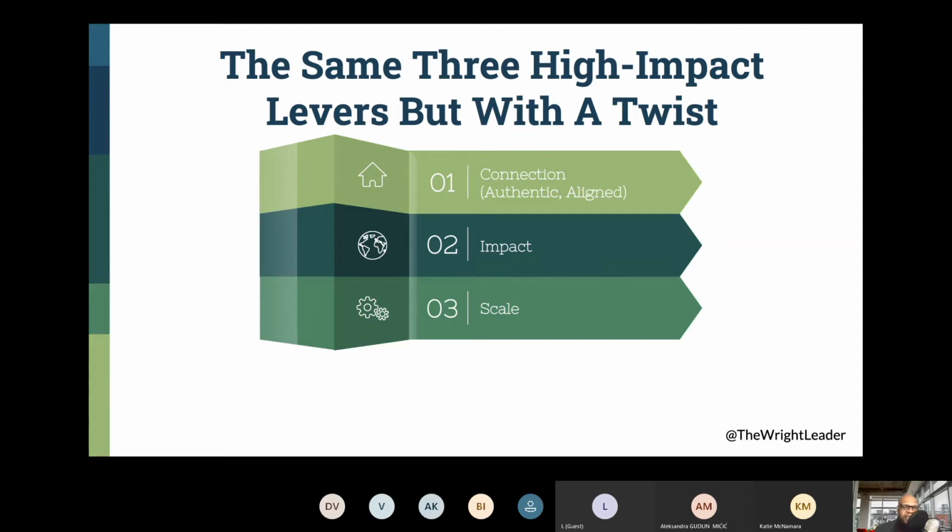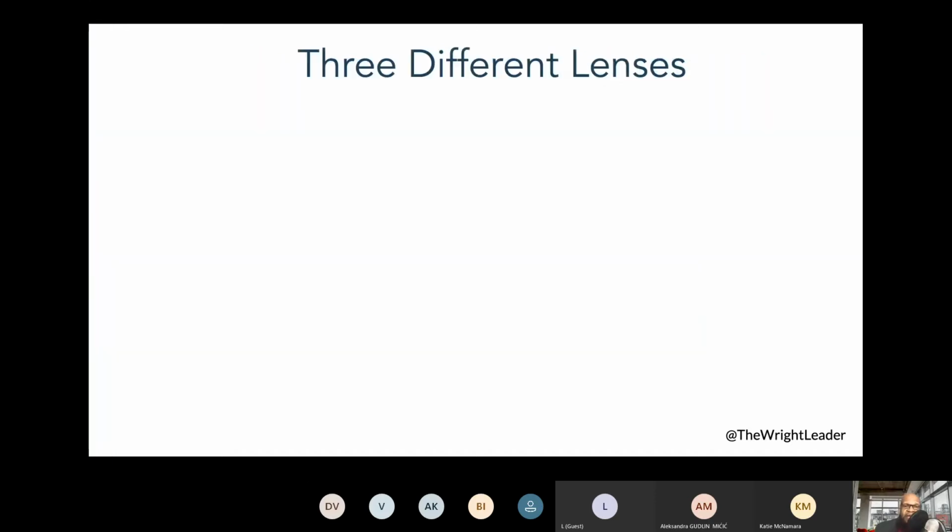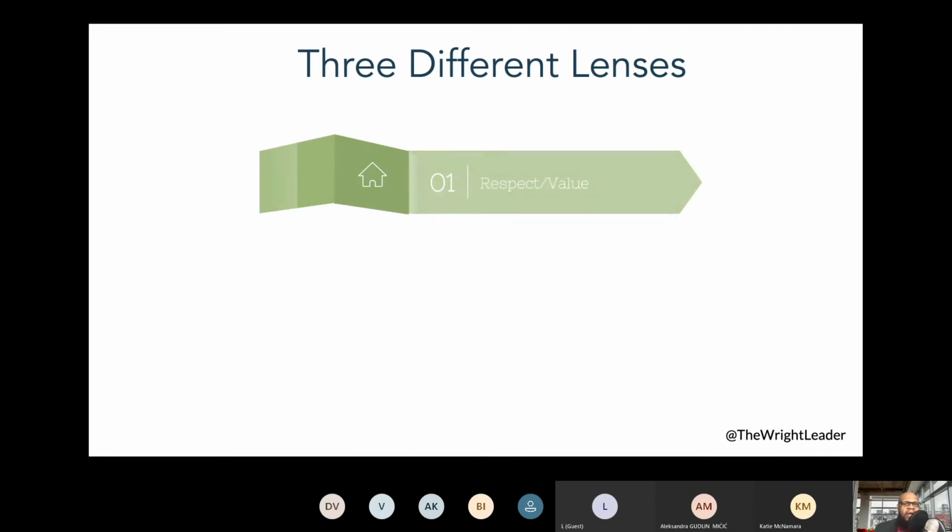And this really gets into this whole perspective or aspect of really dedicating our lives to helping others. And that's what educators do every single day. So connection, making authentic and aligned connections, impact, and scale. So three different lenses. I want to go ahead and share this with you here.